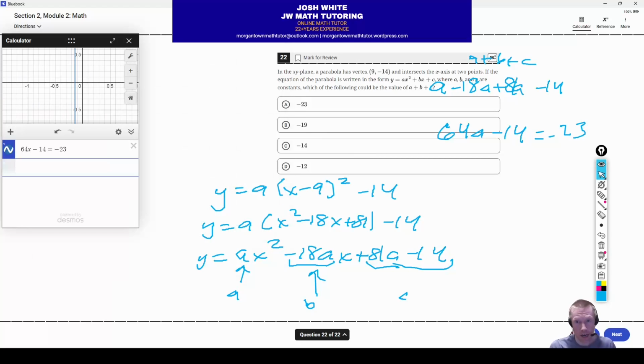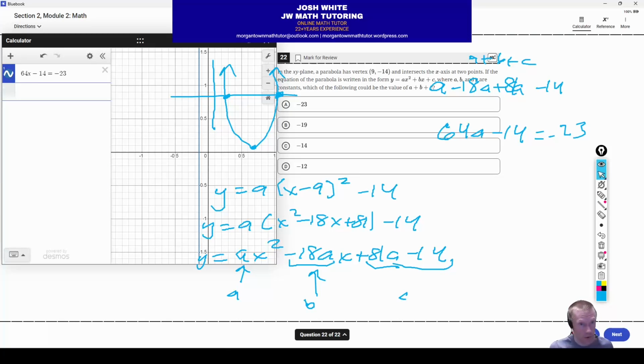The reason A has to be positive is because in the problem, it tells us the vertex is at 9, negative 14. So that's over 9, whatever, down here. And it intersects the x-axis at 2 points. So it has to open up in order to do that.